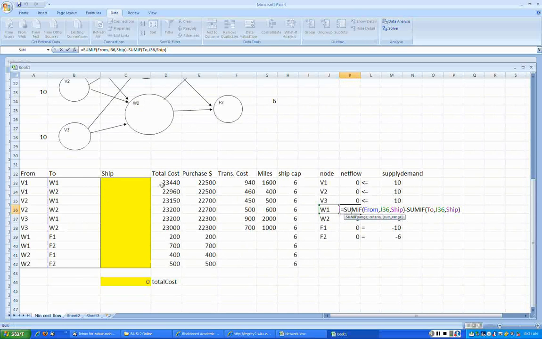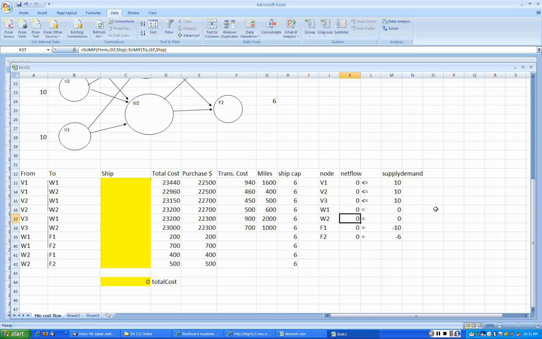So this is what comes in should go out. What comes in minus what goes out. Okay, so that is that command. Once you have that relationship, then just copy the command down to all the cells.